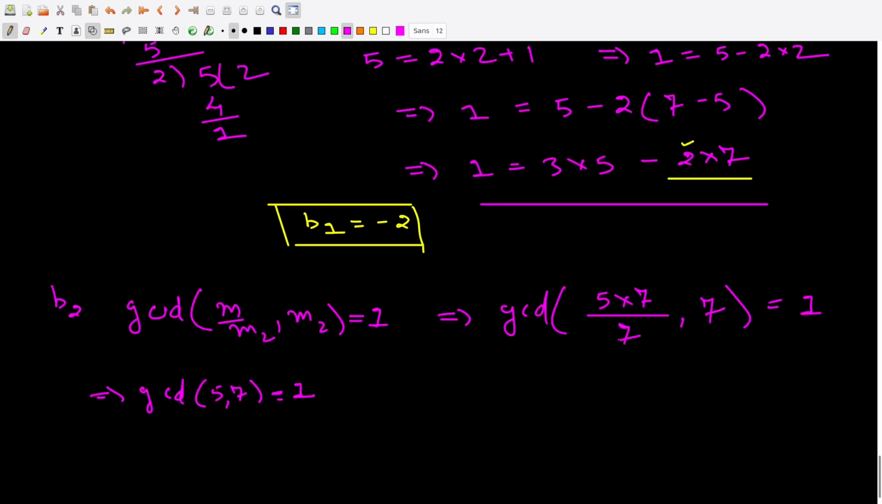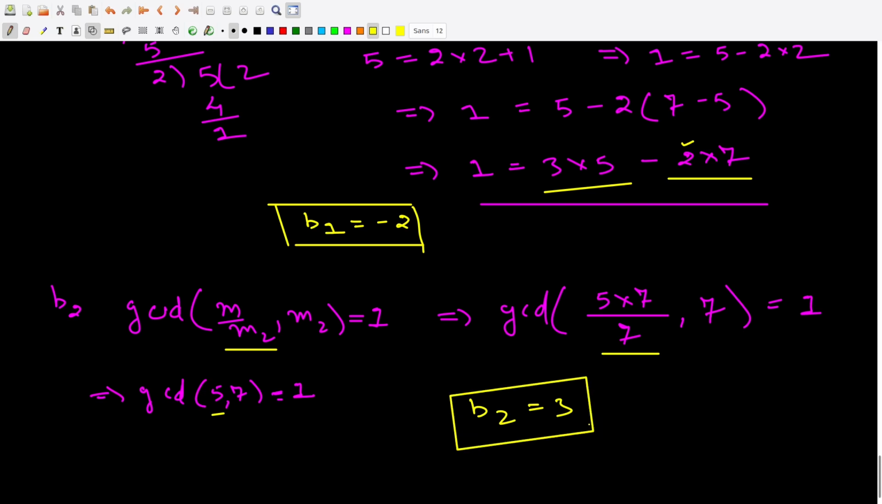So remember, in this particular case we want to find the multiplicative inverse of what? M upon M2, right? M upon M2 is what? This, and M upon M2, if we translate it, is 5. So M upon M2 is 5. The multiplicative inverse of 5 is what? 3. So b2 equals 3. Okay, now let us plug these values and get the value.